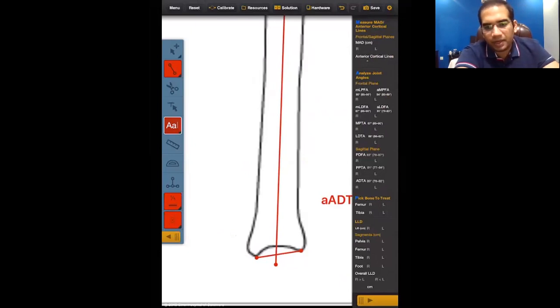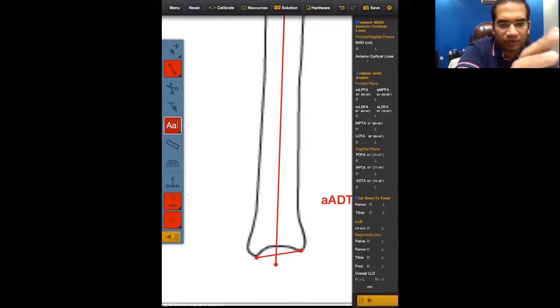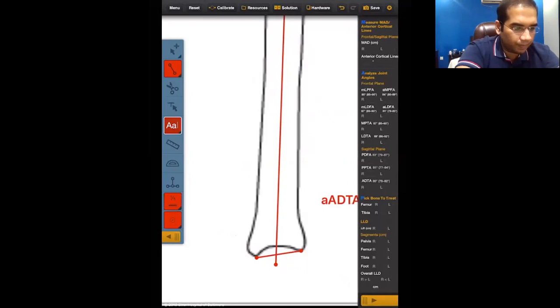Okay, the anatomical ADTA. Its mean is 80 degrees. You can roughly take both the angles of the tibia as 80 degrees. Again, the mean range is 78 to 82 degrees.